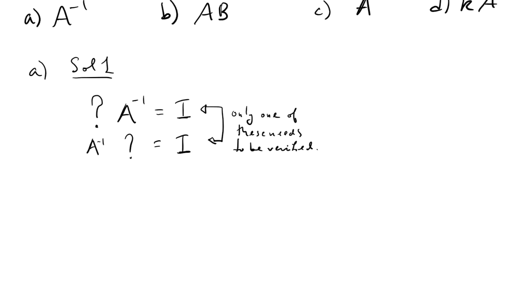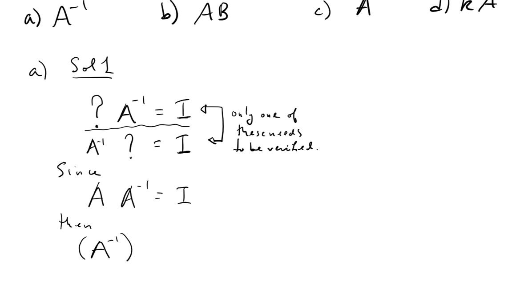So can you come up with a matrix that satisfies, let's say, the first equation? It's not too hard to see. Actually, the matrix that I need is A, right? A times A inverse is equal to I. Since this is true, it means that the inverse of A inverse is the matrix A.